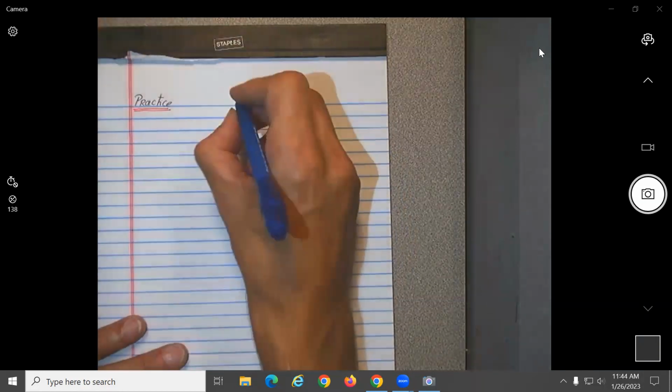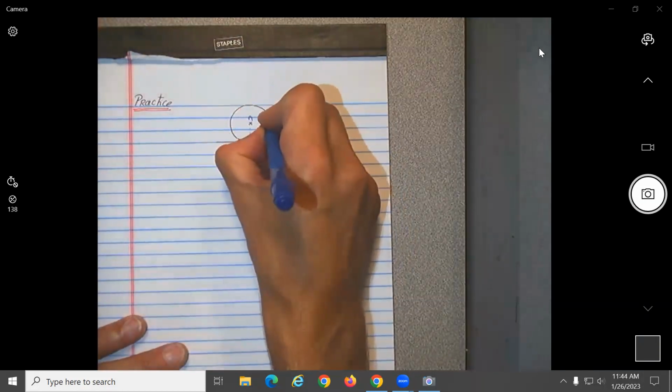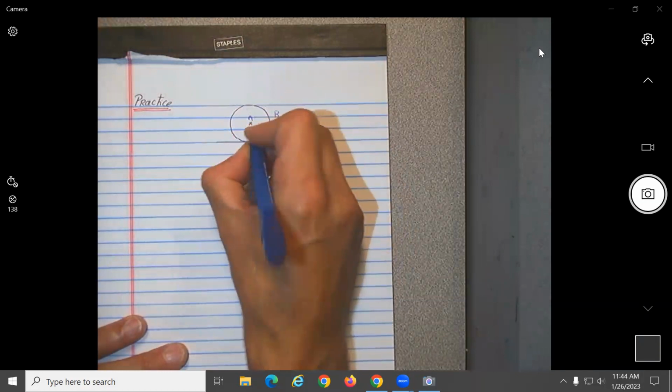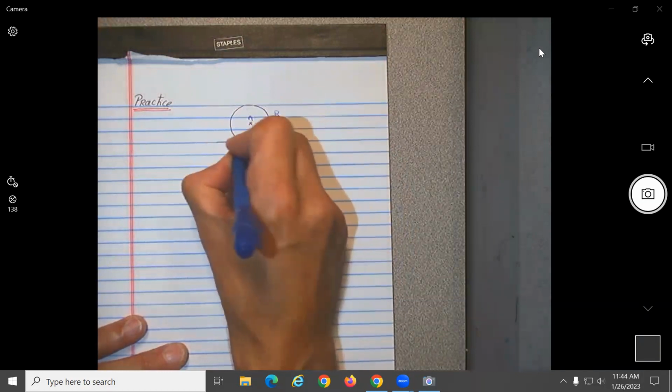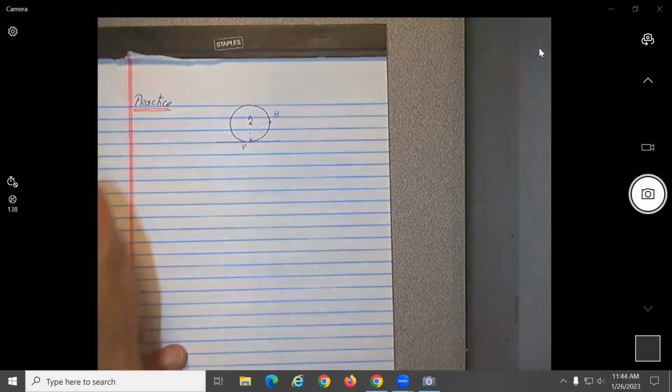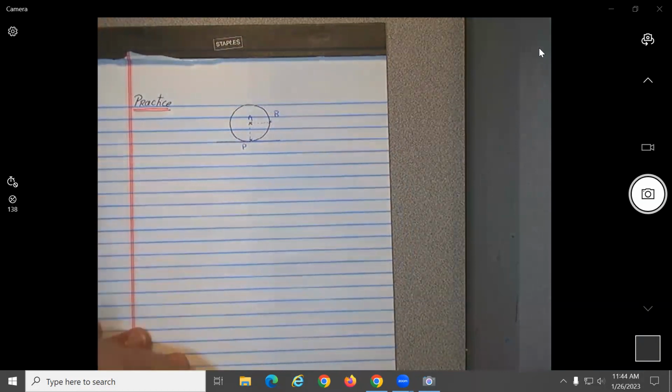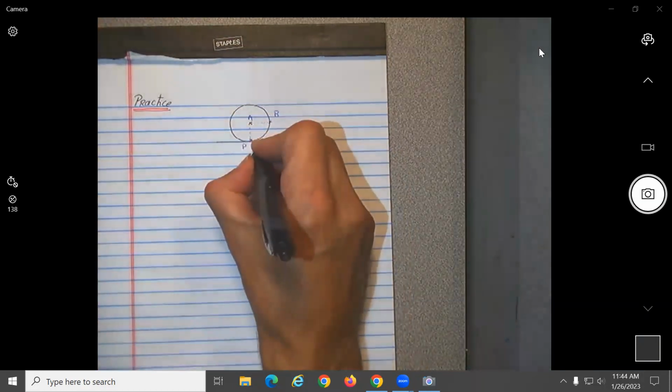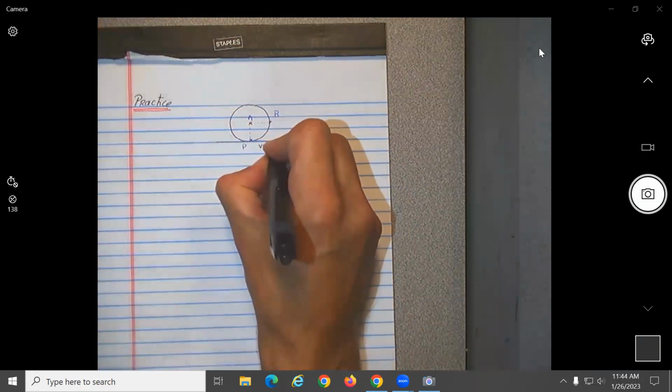This will be point A. This will be point B. And this is again point P, which is an instantaneous center. So if it's an instantaneous center, that means that the velocity of P is equal to 0. You don't need to put that.